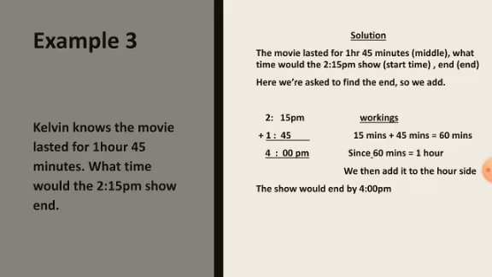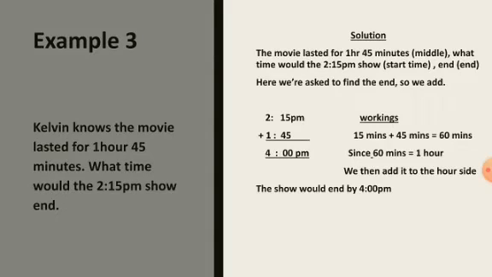We add. So you have your 15 minutes past 2 p.m. plus your 1 hour 45 minutes. Now this is where it gets so interesting. This is where it becomes magical. Now let's look at our workings first. You have your 15 minutes plus your 45 minutes, which equals 60 minutes.